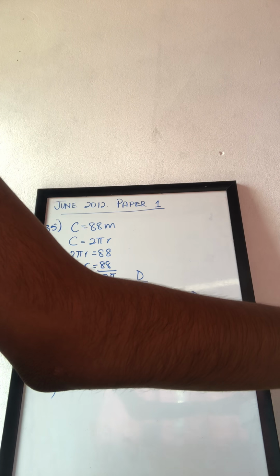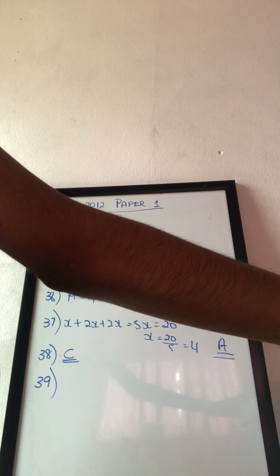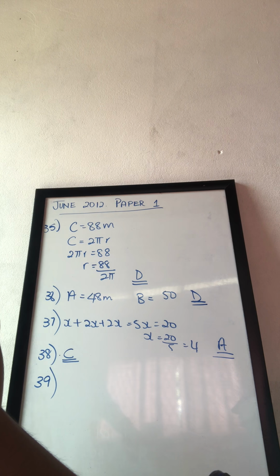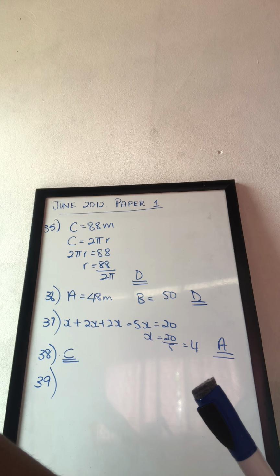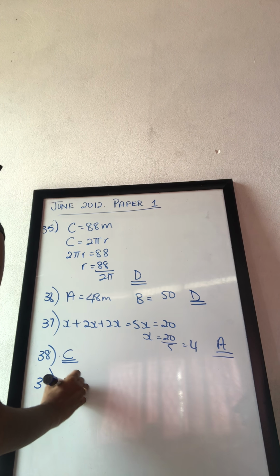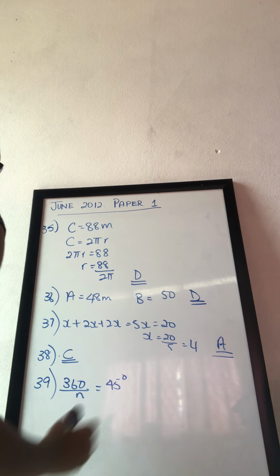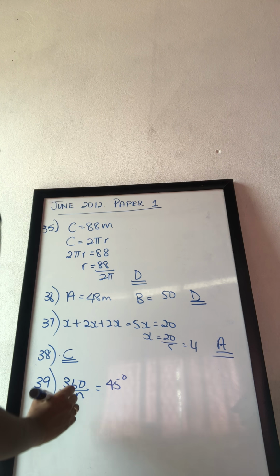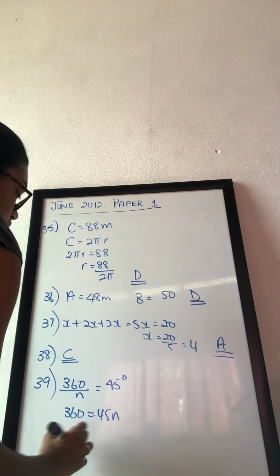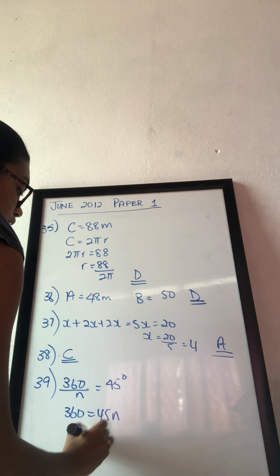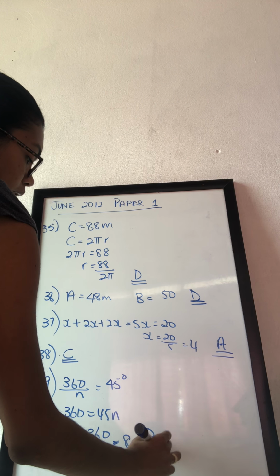39. Each exterior angle of a regular polygon measures 45 degrees. How many sides has the polygon? Now the formula for the exterior angle of a polygon is 360 over n. So basically we just want to find n. When you cross multiply, we get 360 is equal to 45n. So n, when 45 goes across, it will divide. So it's 360 divided by 45, that will give you 8, which is B for number 39.